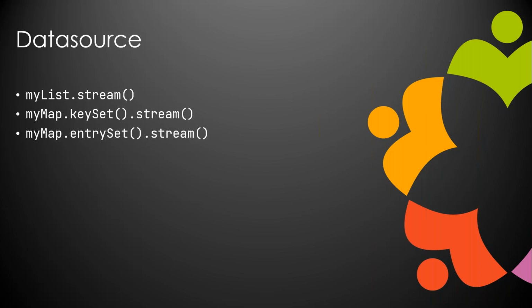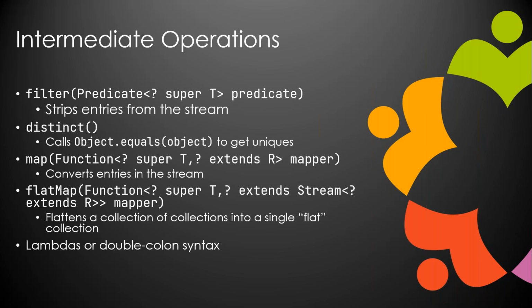So data source, mylist.stream, with a map, the data source is either the keys in key set or the key value pair using entry set. Then you've got the intermediate operations. Filter to strip entries out of the stream or to only include entries that match the filter. Distinct will ensure that only unique values are left in the collection or map.